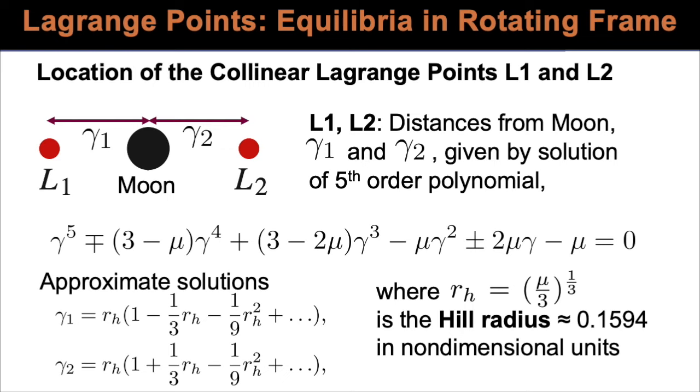In dimensional units, it's around 60,000 kilometers. So it's about the size of the sphere of influence of the moon. And you'll see there's a minus and a plus here. So L1 is always a little bit closer to the moon than L2.